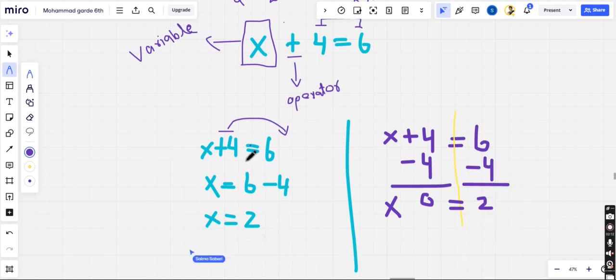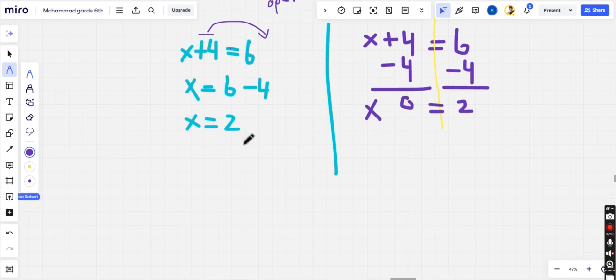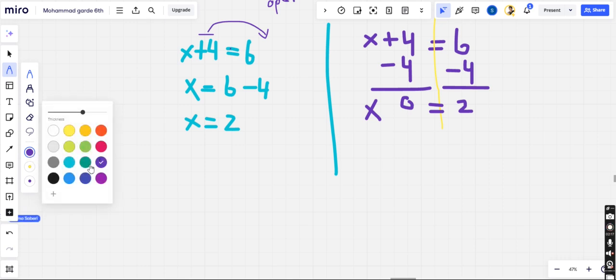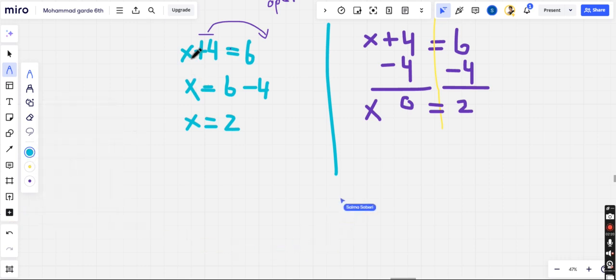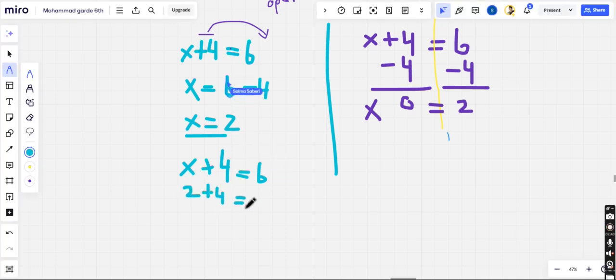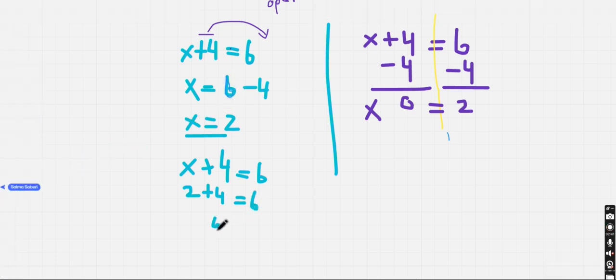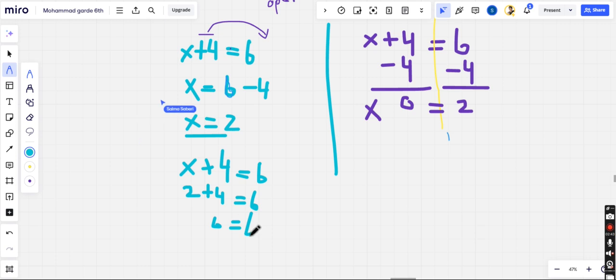Now if you want to verify your answer, whether my answer is right or wrong, for verification, you see clearly, this is x plus 4 is equal to 6. And you see clearly, the value of x we get is 2. So instead of x I put 2. 2 plus 4 is equal to 6. Where 6 is equal to how much? 6. It means that our answer is right.